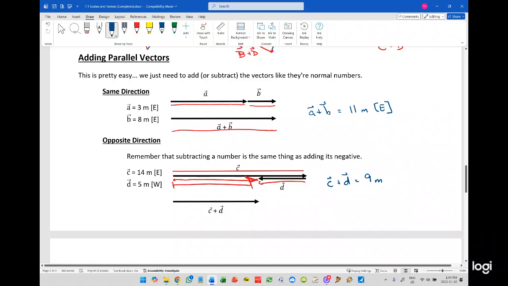And overall, we're still starting and moving to the east. So that's our direction. So adding parallel vectors is really the same as adding and subtracting scalars, except we're always going to be pretty much adding vectors. All we do is we take into account that some of them are in the backwards or opposite direction. And then we kind of do subtraction like we're adding a negative number.